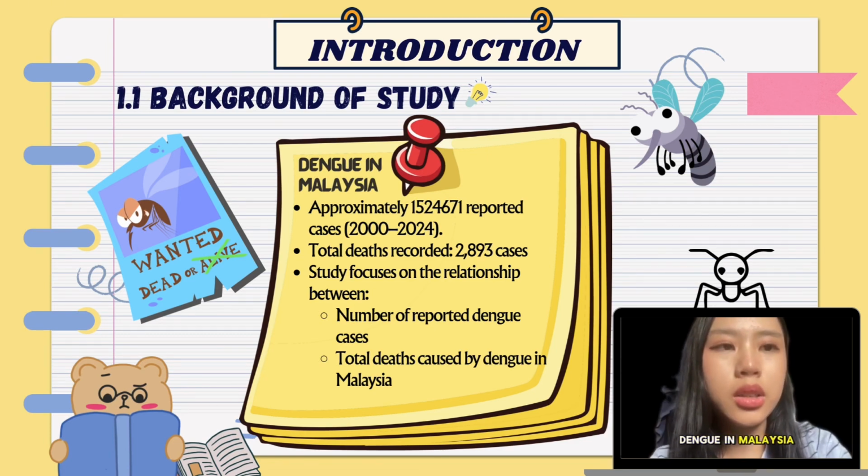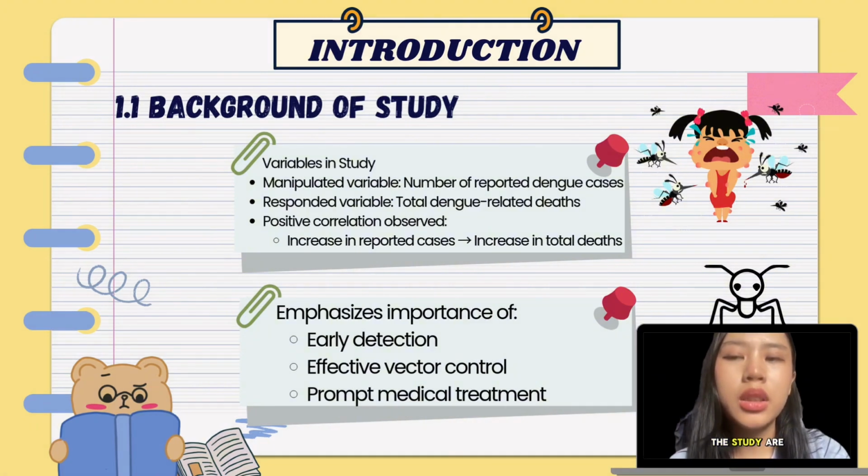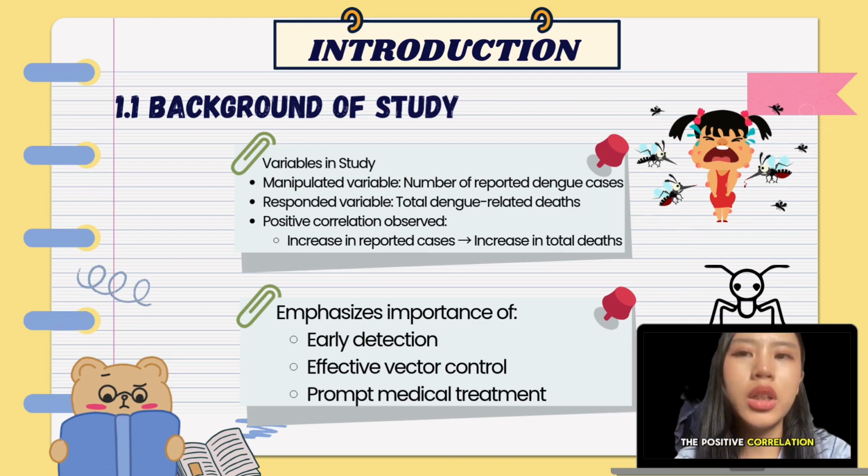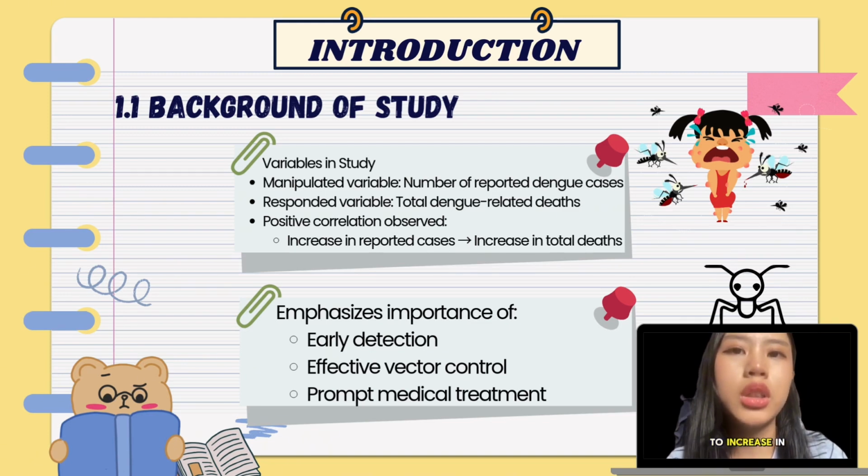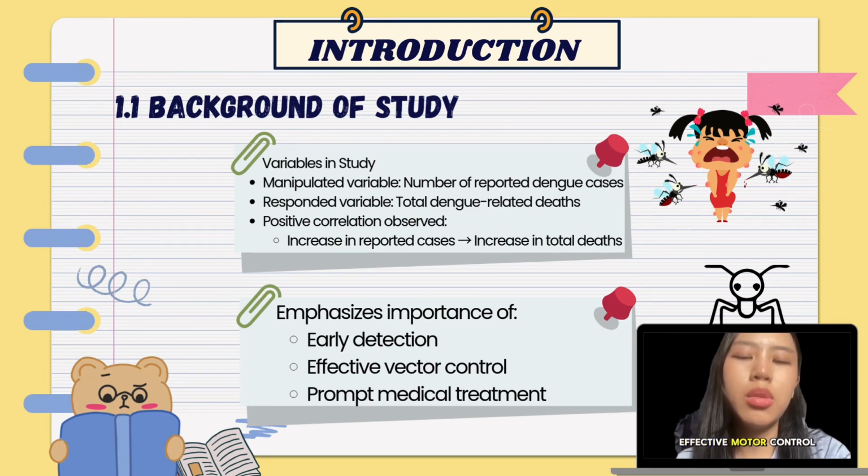dengue in Malaysia. The variables in the study are the manipulated variable, the number of reported dengue cases, and the response variable, the total dengue-related deaths. The positive correlation observed is that an increase in reported cases leads to an increase in total deaths. This study emphasizes the importance of early detection, effective vector control, and prompt medical treatment.